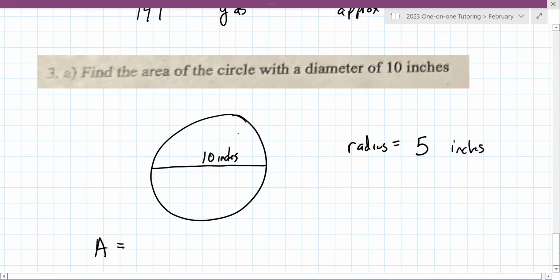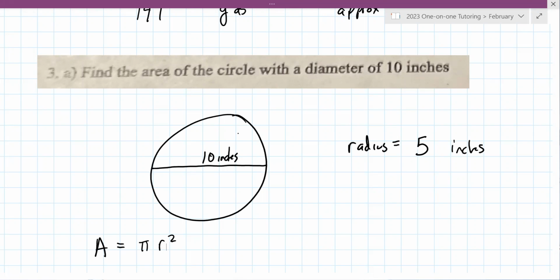The formula for area, as you know, is area equals pi times r squared. Pi r squared. Okay, what is the radius? The radius is 10. I mean, no, it's 5.